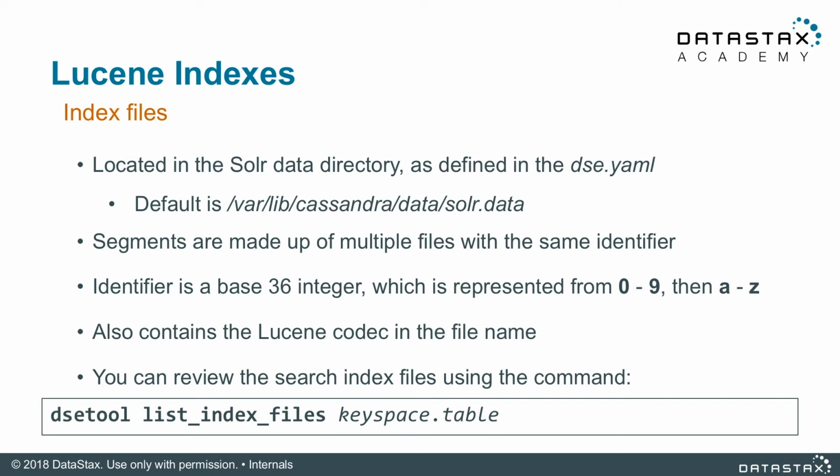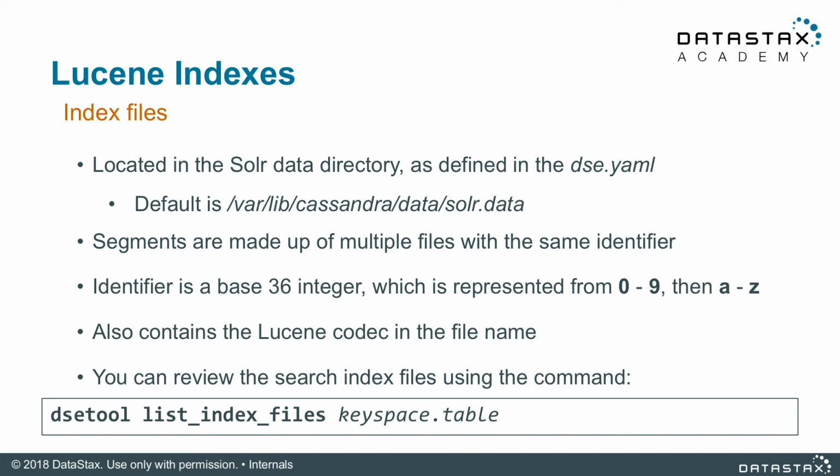The default location for these files is /var/lib/cassandra/data/solr.data, but this can be changed in the dse.yaml configuration file. Since index segments are immutable, they are given an identifier which is a base 36 integer, which you would see in the file name as values from 0 through 9 and then A through Z. The Lucene codec version used for the index would also be included in the file name.